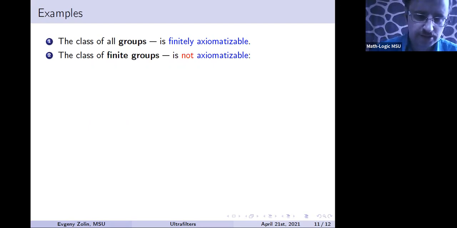Let us show that the class of finite groups is not finitely axiomatizable. It is not even axiomatizable. Not finitely, but we cannot even define it by an infinite set of formulas gamma. So let us use Keisler's theorem: a class is axiomatizable if and only if it is closed under ultraproducts and elementary equivalence. Let us show that this class of models is not closed under ultraproducts.